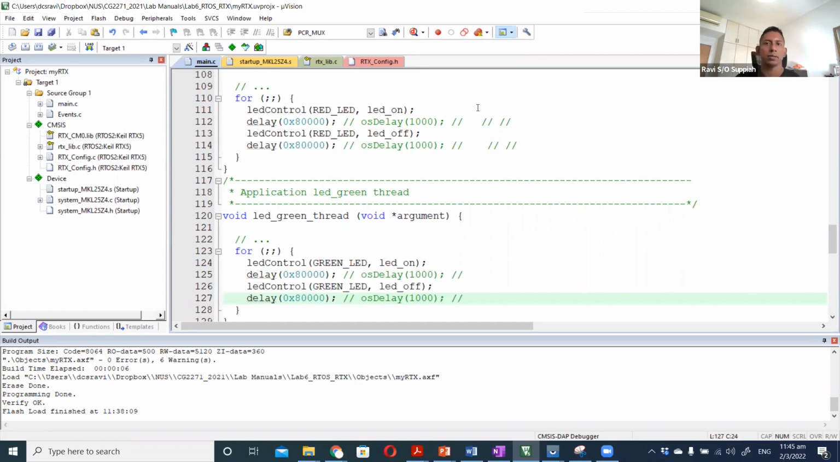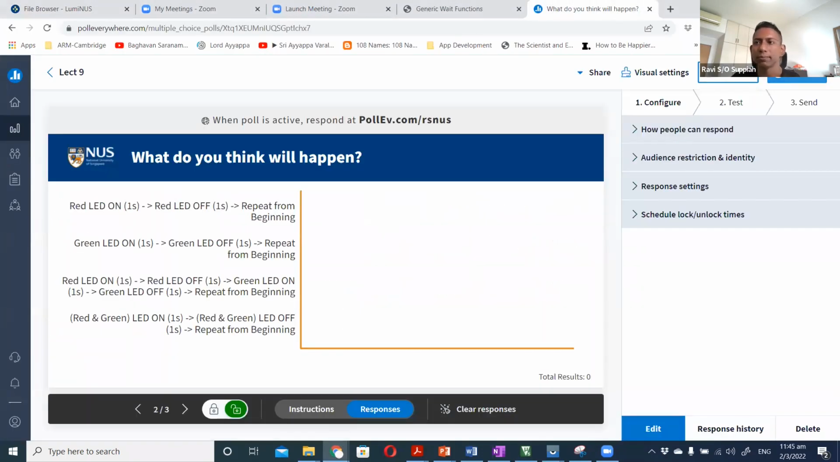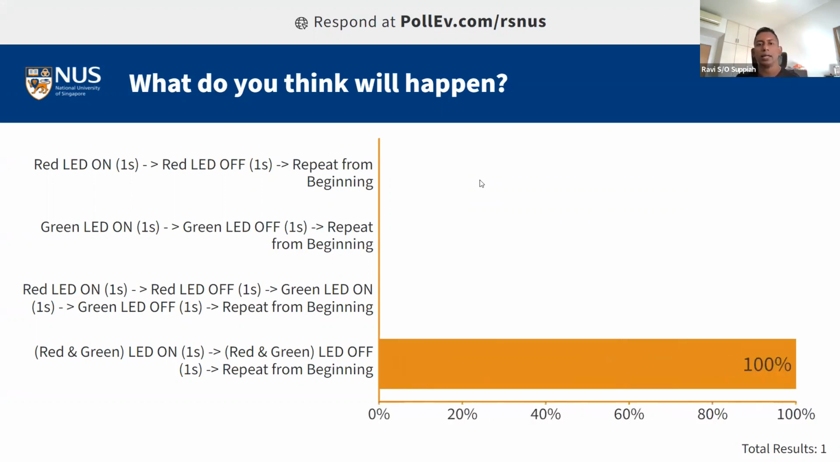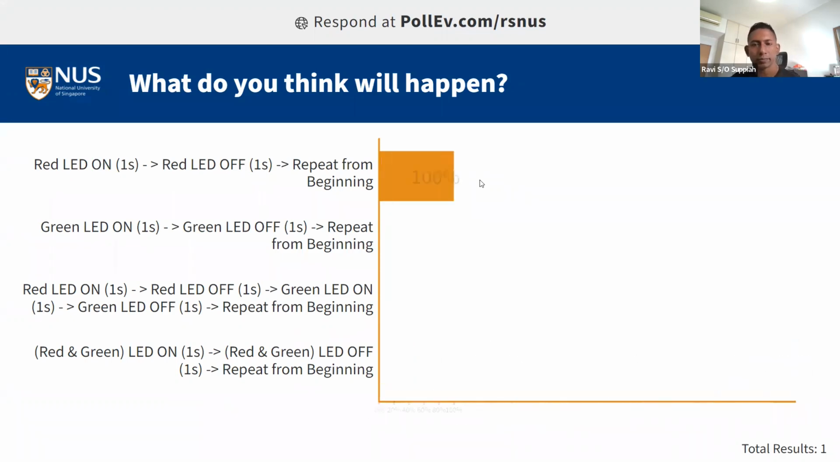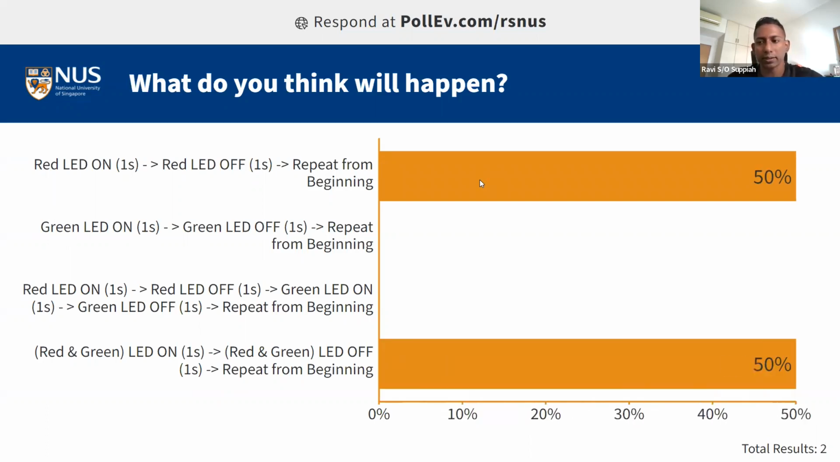Before we look at what's going to happen, let me run the poll one more time, to see what you feel will happen. It's the same code. The only thing is now, instead of OS delay, I'm calling a standard while loop delay, which means I'm going to be executing code while I'm still running. So what do you think will be the observation?